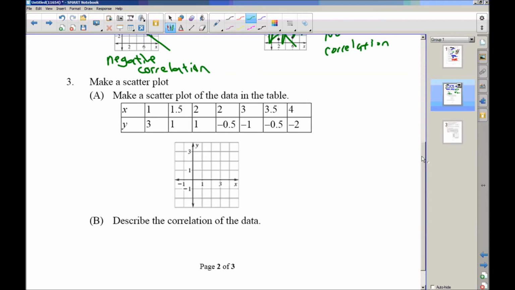So we have some points. We have a plot. We're just going to put them on here. So our first point is at 1, 3. So that's 1 over and 3 up. Our second point is at 1 and 1.5. So that's right there. Our third point is at 2 over and 1 up. And then we have one at 2 over and negative 1/2. And then we have one at 3 over and 1 down. And then we have one at 3.5 over and 1/2 down. And we have one at 4 over and 2 down. So these are my points.